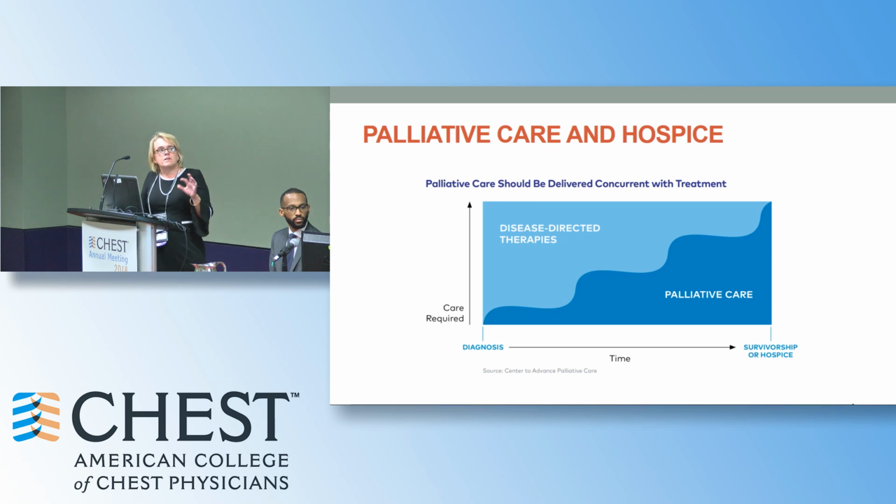So palliative care and hospice, if you take a look at this schema, this is from the Center to Advance Palliative Care. Palliative care should be delivered concurrent with treatment. So it should be delivered right when someone is diagnosed with a serious illness. ILD, IPF, these are serious illnesses.